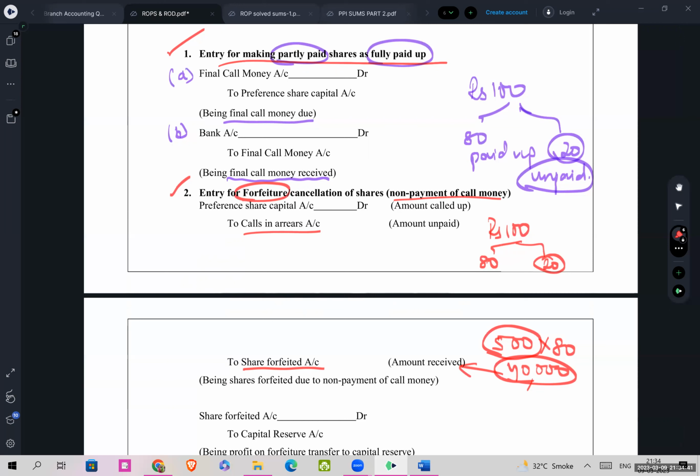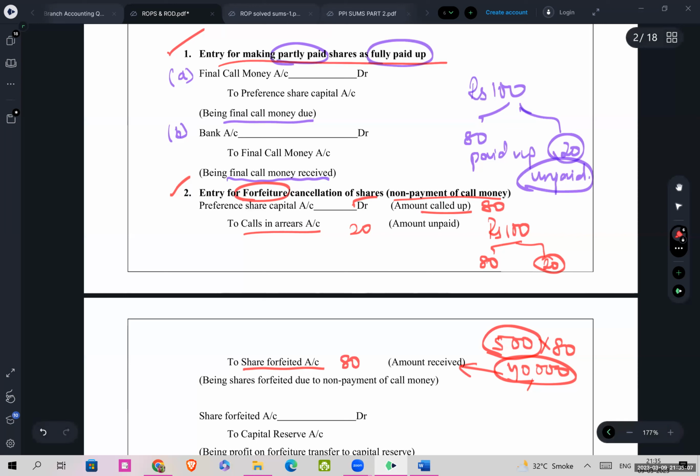शेयर्स भी मेरे नहीं रहे, उनको 40,000 रुपया भी मिल गया और मेरे 500 शेयर्स वो किसी और को बेचने वाले हैं. ओके. सो preference share capital account debit for the called up amount. Okay, that is 80 rupees. And two calls in arrears to 20 rupees I did not pay, right? To share forfeiture account. Is that clear? Okay. I hope this is clear to everyone.